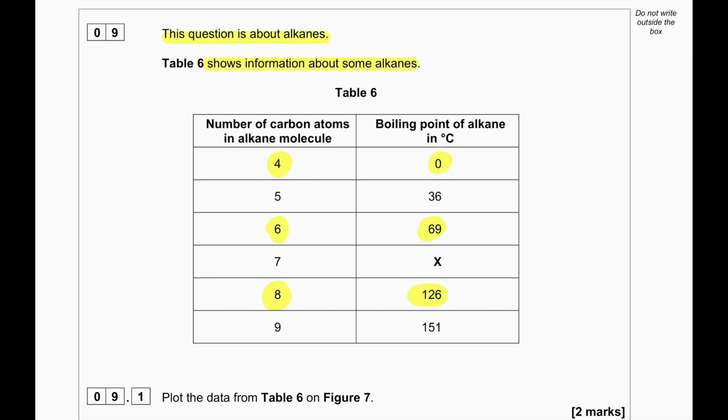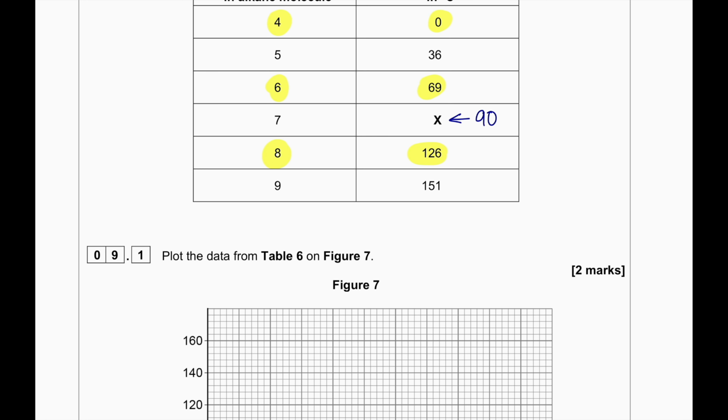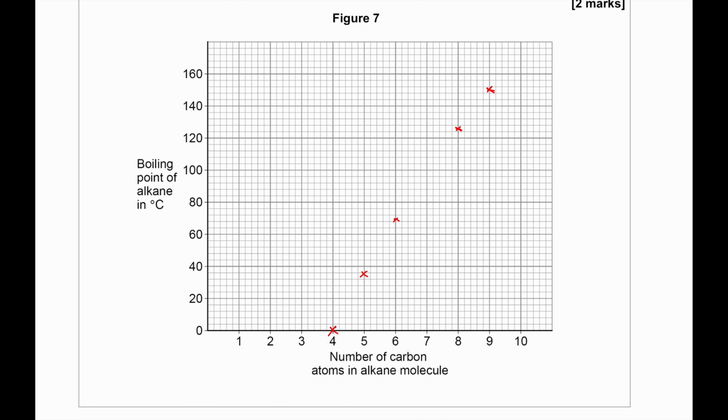We can assume that for X, the boiling point will be somewhere in the 90s range. The way we find it out is, from here to here, it increases by nearly 30 or 33. So from here to here, it can have a similar change. Plot the data from table 6 on figure 7.